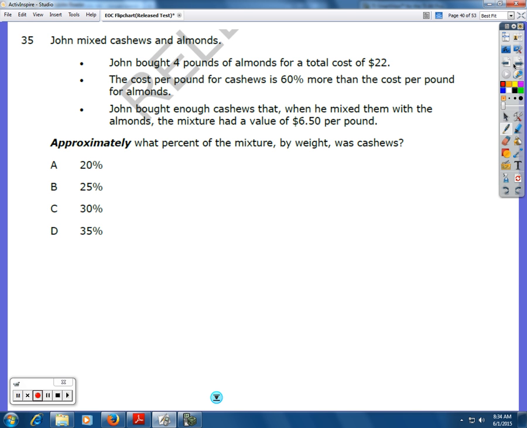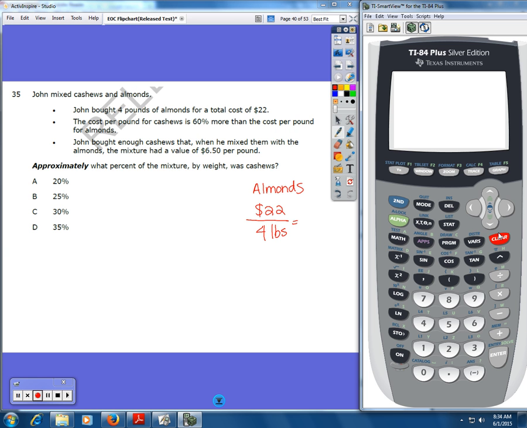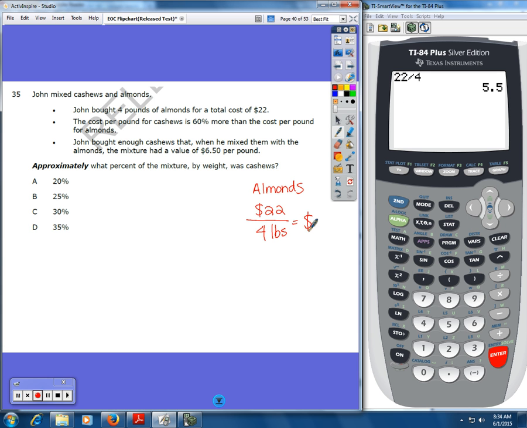Okay, so let's go back to the beginning here. It said that he bought 4 pounds of almonds for a total cost of $22. Okay, so that means that for almonds, he spent $22 for 4 pounds. So I'm going to divide 22 divided by 4, and that's going to give me the price per pound for almonds. All right, so almonds cost $5.50 per pound.